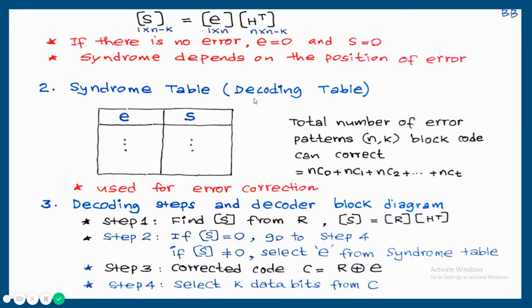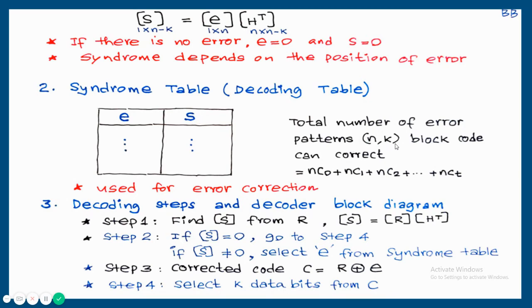Second topic is syndrome table, that is also known as decoding table. This table is used for a correction purpose. This table consists of list of error patterns our decoder is able to correct and the corresponding syndromes. This table can be completed with the help of this formula S is equal to E into H transpose. So here we will write the list of error patterns the receiver is able to correct. Against each error pattern, the corresponding syndrome can be determined using this formula E into H transpose. We will get S. So that S we will write here.